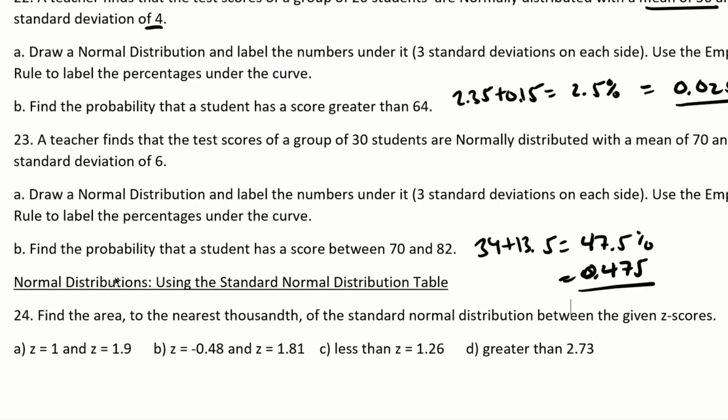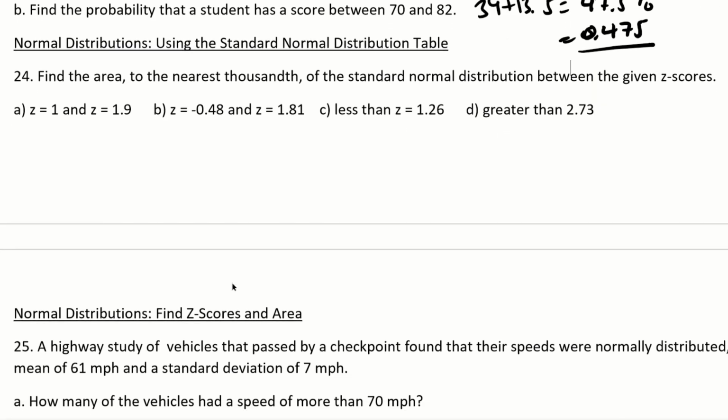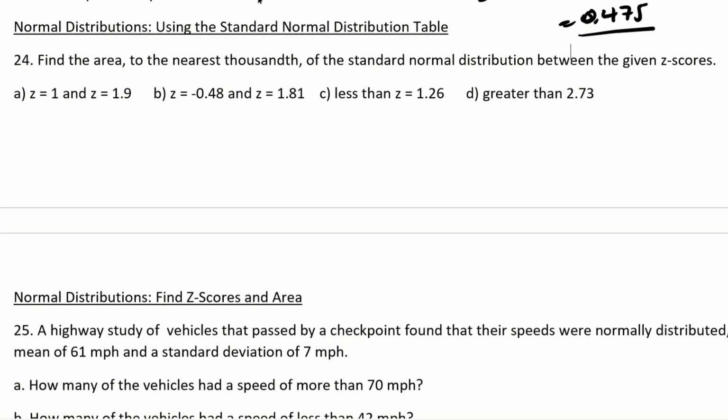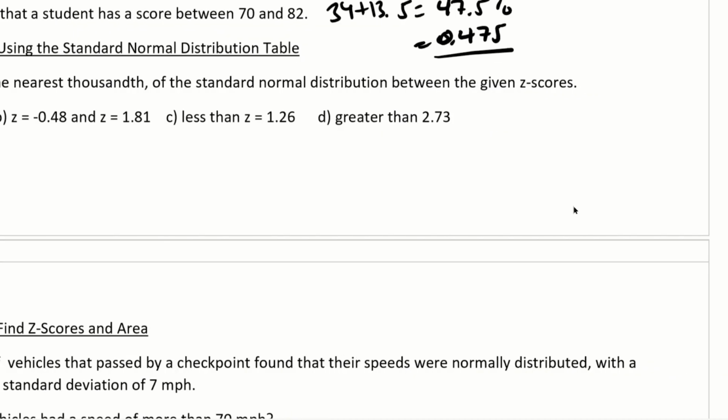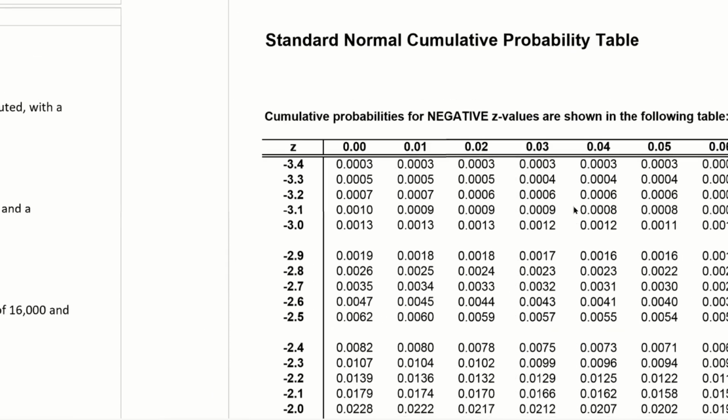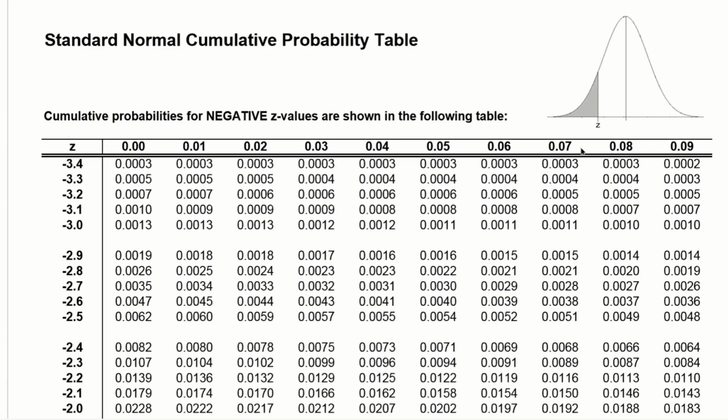So number 24, using the standard normal distribution table. We're going to be using our standard normal distribution table, which has different variations. You guys have something similar to this, but most of these tables are going to give you the area to the left. The book gives you something weird, from here to the 0, I don't know, but most tables give you the area to the left of the z-score. You can see it shaded here. This is the table we're going to be using.